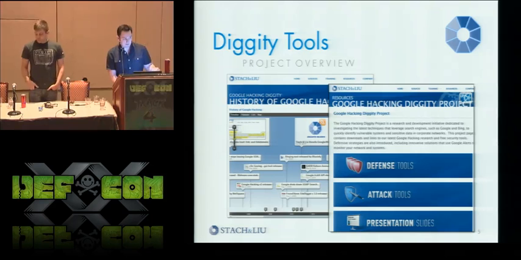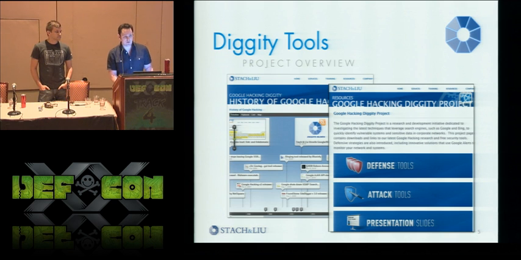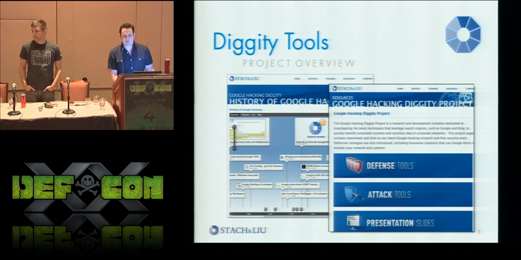So for those of you not familiar with our project, it's the Google Hacking Diggity project. It's a project where we release a number of free search engine hacking tools, broken up into attack tools and defensive tools. Our defensive tools, which we're not going to spend too much time on today, primarily rely on Google Alerts and other alerting and RSS capabilities to feed us real-time updates from Google and Bing and Shodan and other search engines.